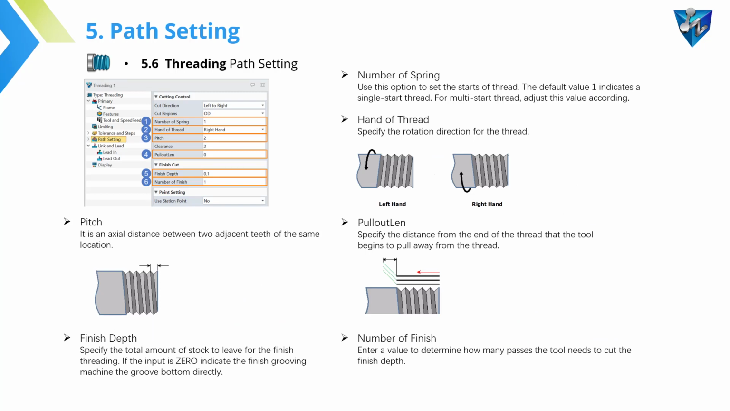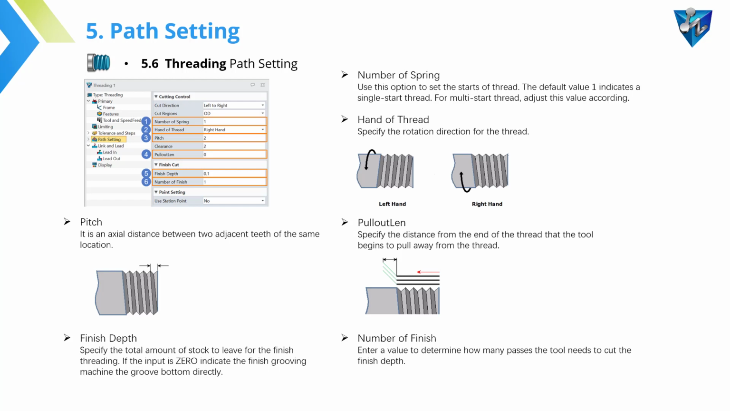Here are the threading path settings explained. Number of springs lets you choose the number of starting points for the thread. The default value is 1, which means a single thread start. If you want a multi-start thread, you can adjust this value accordingly.